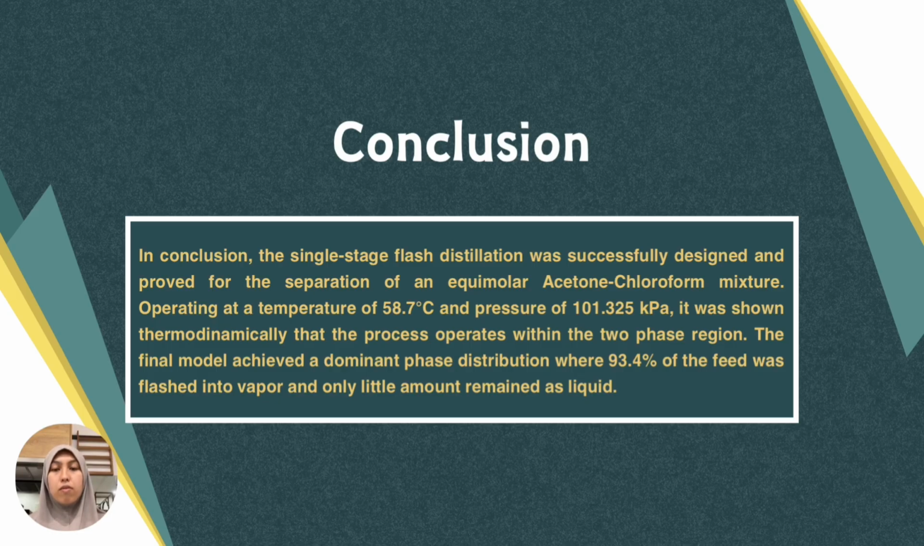In conclusion, the single-stage flash distillation was successfully designed and proved for the separation of an equimolar acetone chloroform mixture. Operating at a temperature of 58.7 degrees Celsius and pressure of 101 kPa, it was shown thermodynamically that the process operates within the two-phase region. The final model achieved a dominant phase distribution where 93.4% of the feed was flashed into vapor and only a little amount remained as liquid. That's all from us.